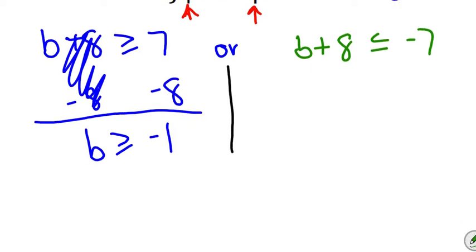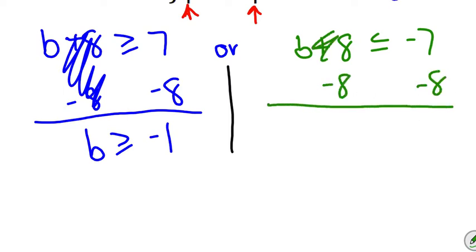Now we go over to the green inequality. We're going to do the same step, subtract 8 from both sides. But we end up with a different number here now because, first of all, 8 minus 8 is 0. That's gone. So we have b is less than or equal to negative 7 minus 8 is negative 15.